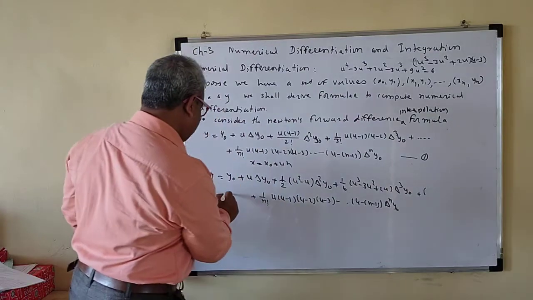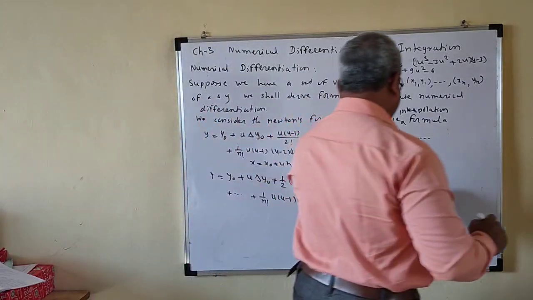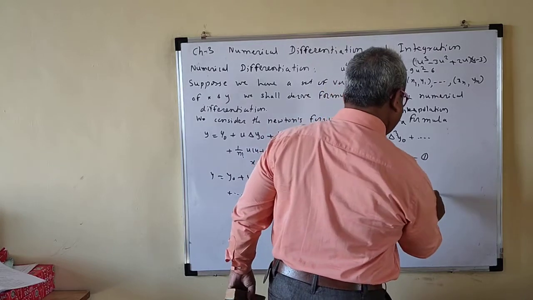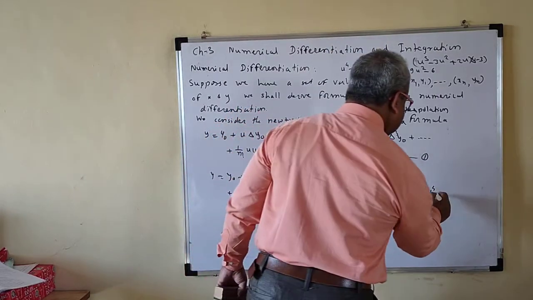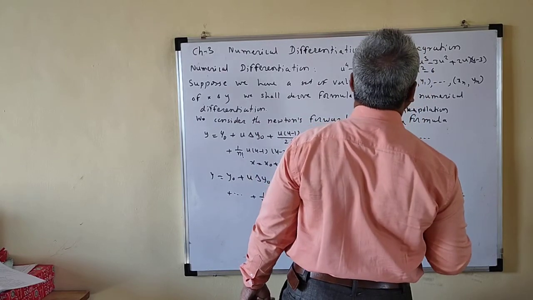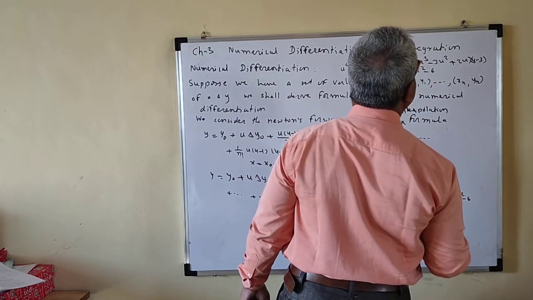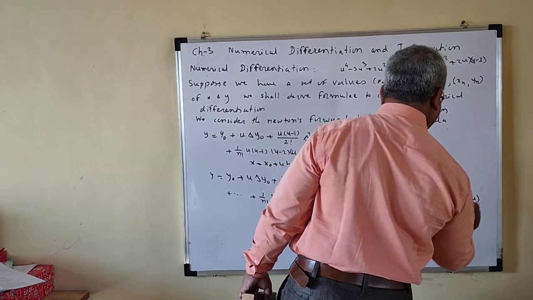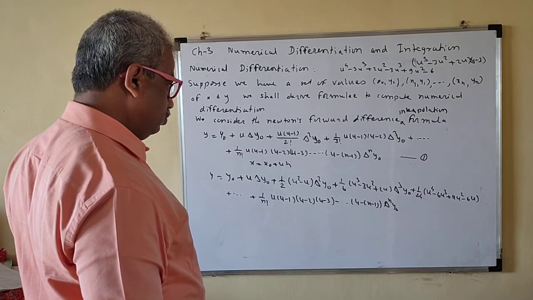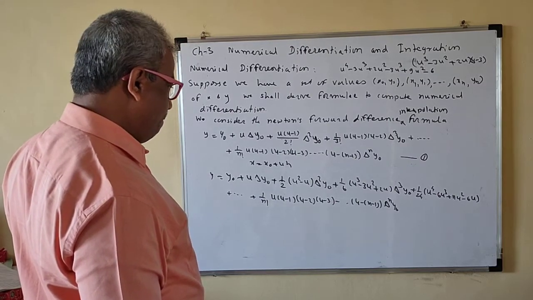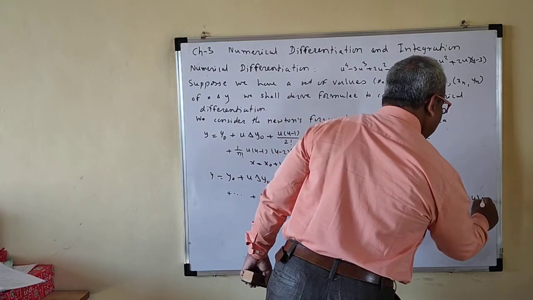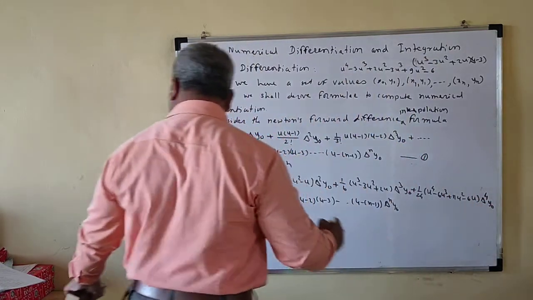So I will write here plus dot dot dot. I will write one more term: 1 upon 4 factorial, that is 24, plus 1 upon 24 times u raised to 4 minus 6u cube plus 11u square minus 6u, del raised to 4 y naught.